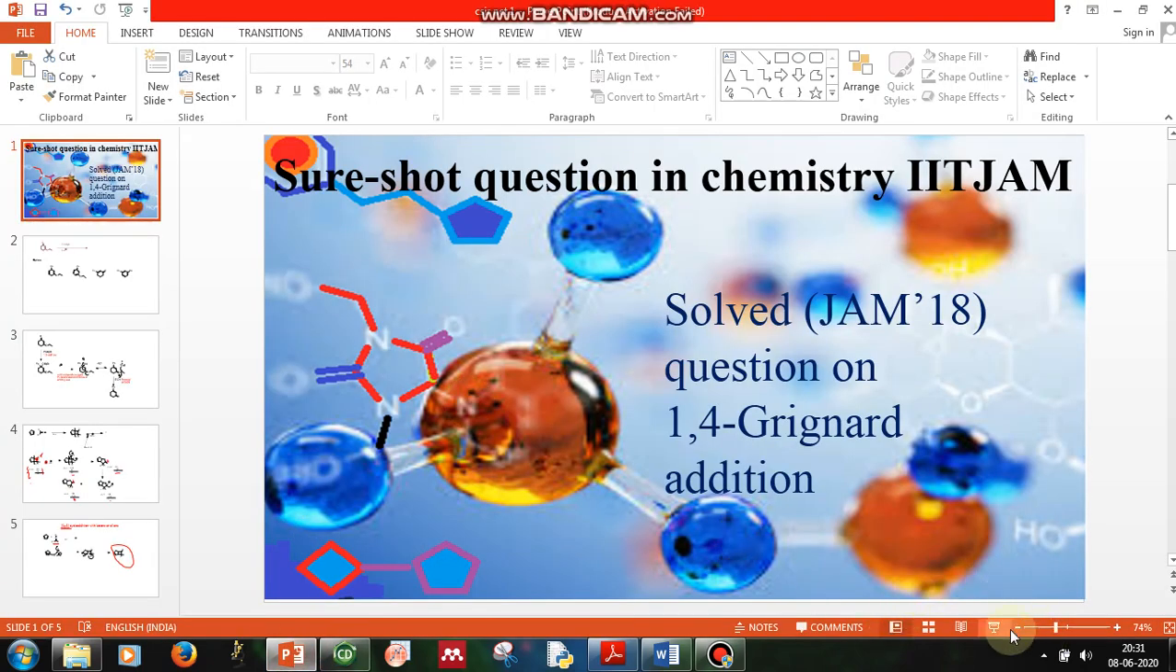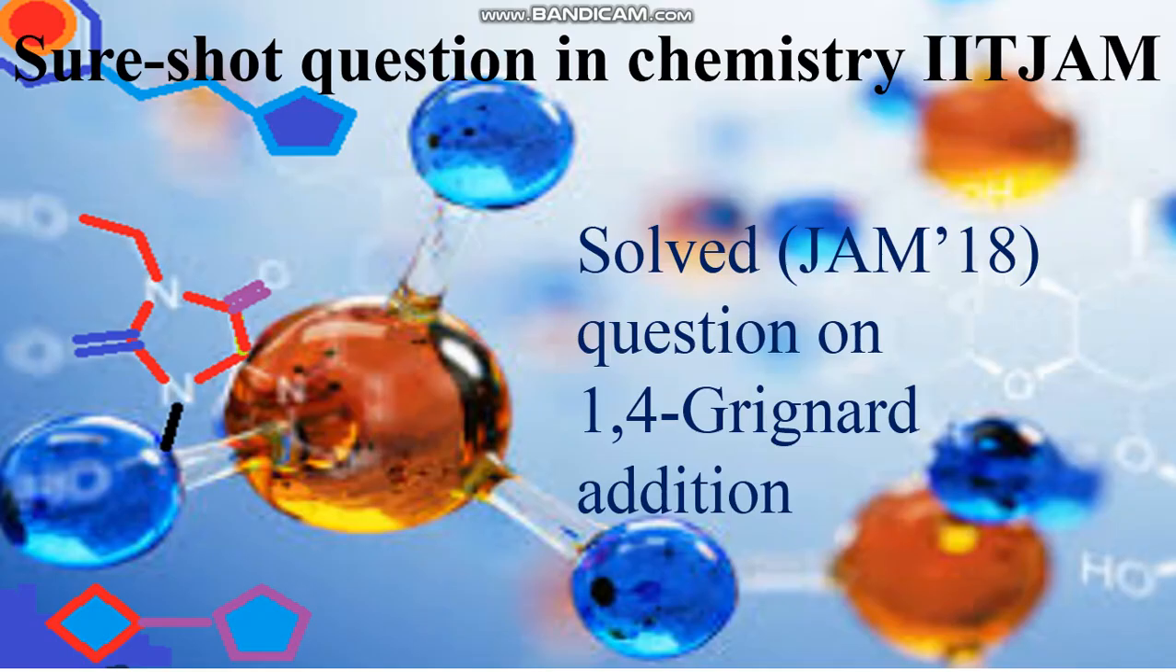So in this video, we will also discuss a short question, meaning 2 marks questions, which is important for IIT JAM. This has appeared in JAM 2018. Actually, this is the year when I appeared for the JAM exam and successfully got admitted to IIT Kanpur. So this is about 1,2 versus 1,4 Grignard addition reactions.